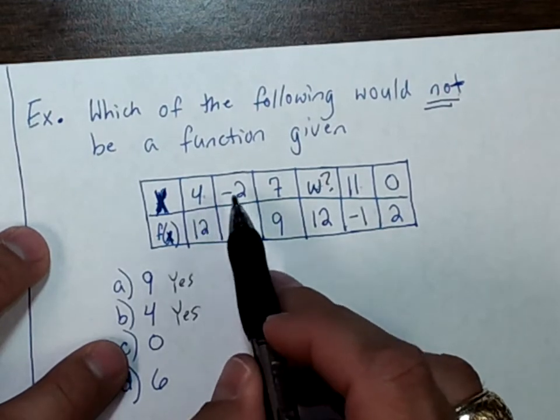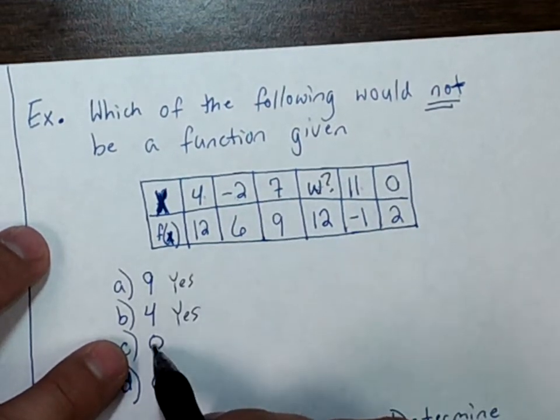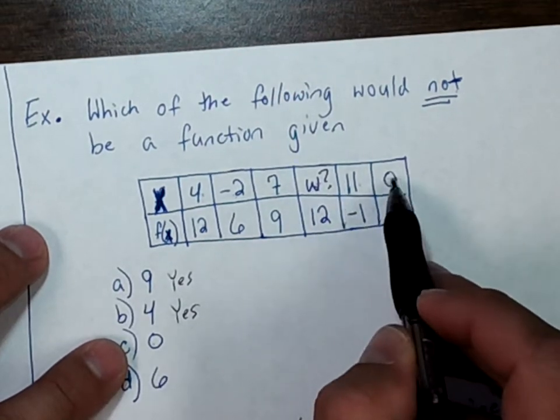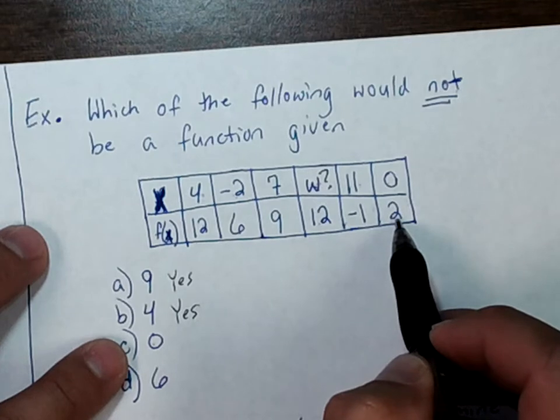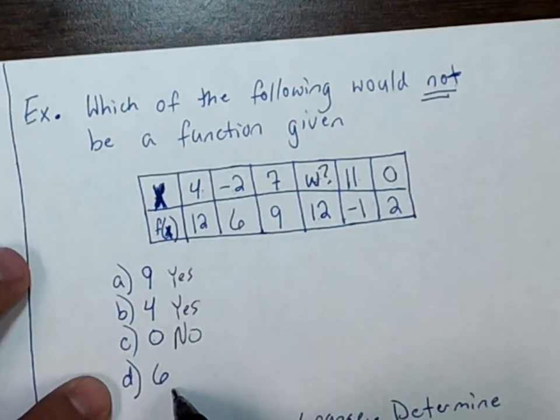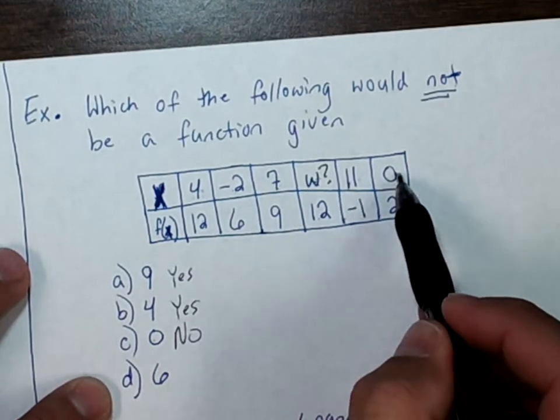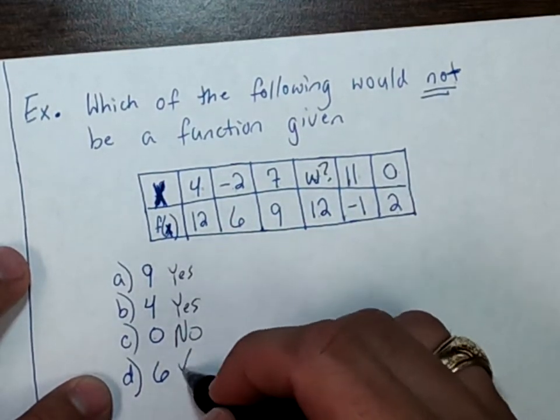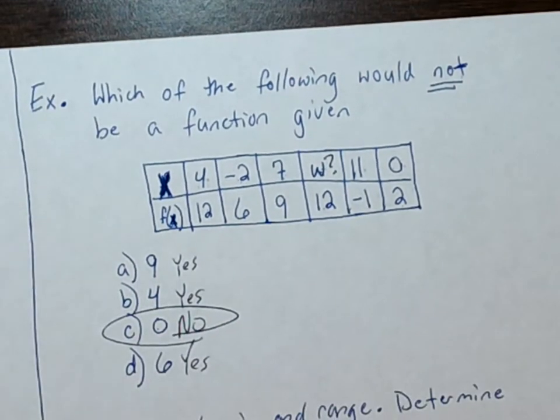Now 0: 4, negative 2, 7, 0, 11, 0. Uh-oh, 0 repeated again. 0 and 0. 0, 12, 0, 2. That's different. No, but let's keep going. Let's double check. 4, negative 2, 7, 6, 11, 0. Oh, those are all different. So yeah, that's a function. C would not make it be a function.